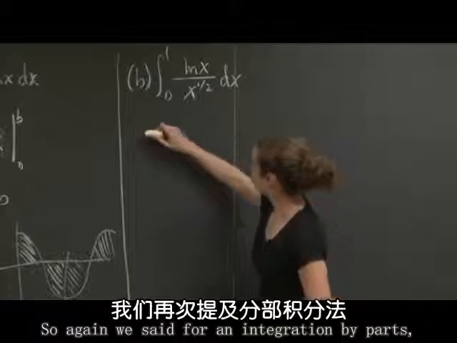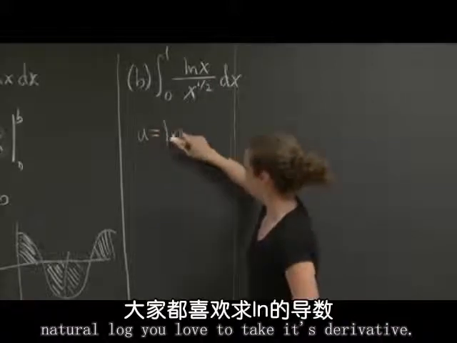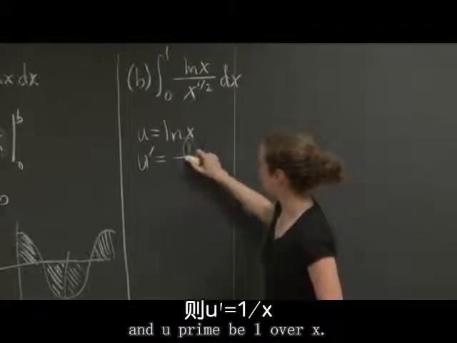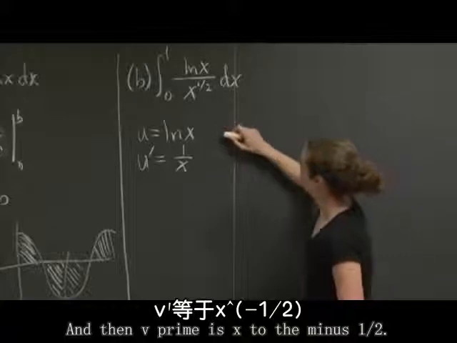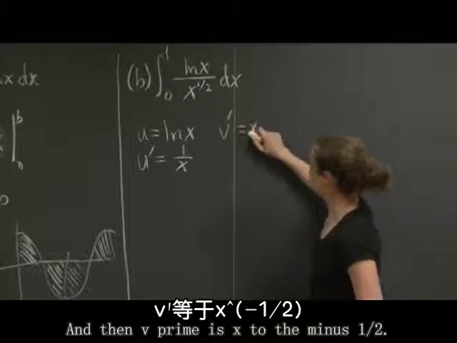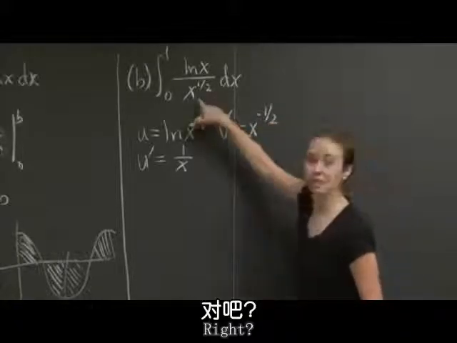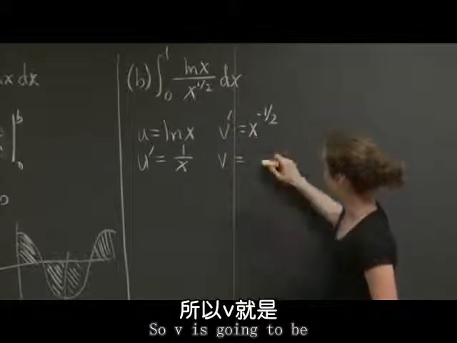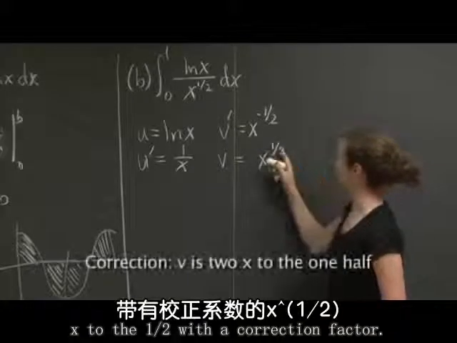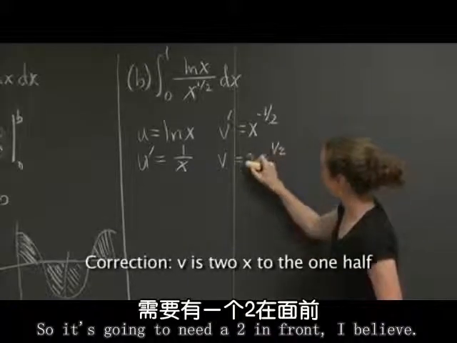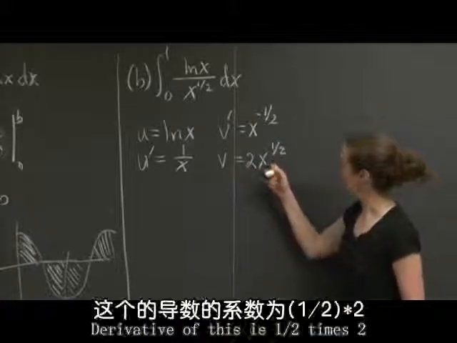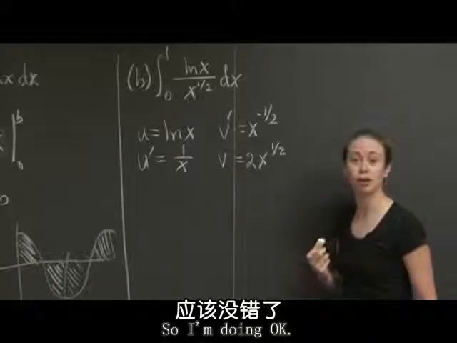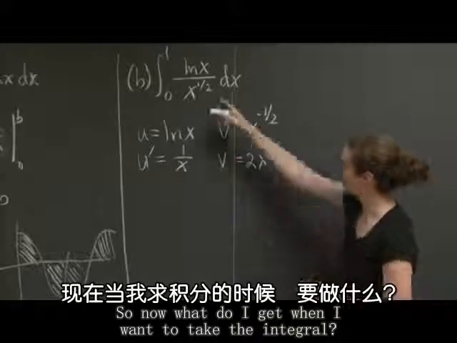So again, for integration by parts, natural log, you love to take its derivative, so we're going to let u be natural log of x and u prime be 1 over x. And then v prime is x to the minus 1/2, right? This is x to the 1/2 in the denominator, so v prime is actually x to the minus 1/2. So v is going to be x to the 1/2 with a correction factor, so it's going to need a 2 in front, I believe. Let me double check. The derivative of this is 1/2 times 2 is 1, x to the minus 1/2. So I'm doing okay.